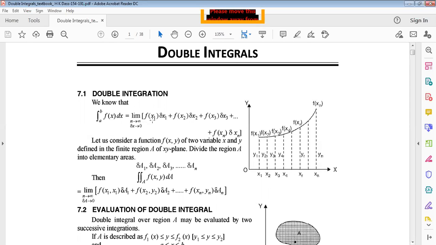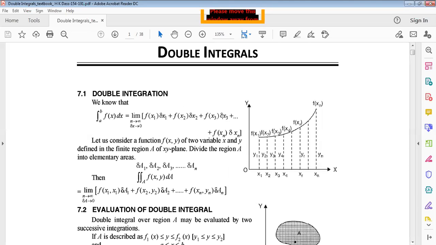Now suppose this is the length x1, and this distance is del x1. Now, what will the area be? The area will be f(x1) multiplied by del x1. If we take another increment del x2, this gives f(x2), the length along the y-axis, and del x2, the length along the x-axis. Length along the x-axis multiplied by length along the y-axis gives another area, the second area.